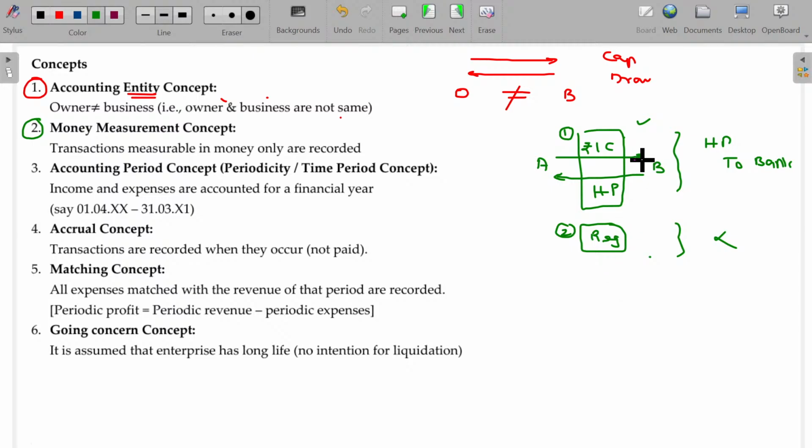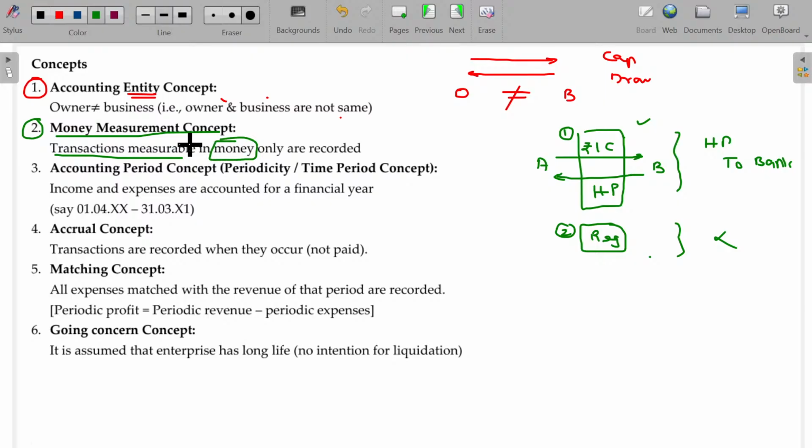What about the transaction involving money? If the transaction can be measurable in terms of money, only then that will be posted in your books of accounts as journal entry or subsidiary books. Only that will be recorded. Money measurement concept. Transactions measurable in money only are recorded.